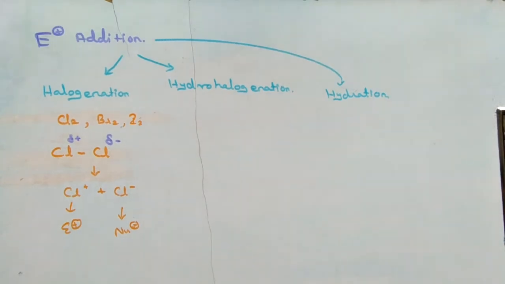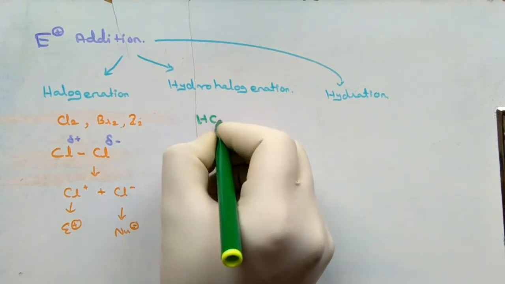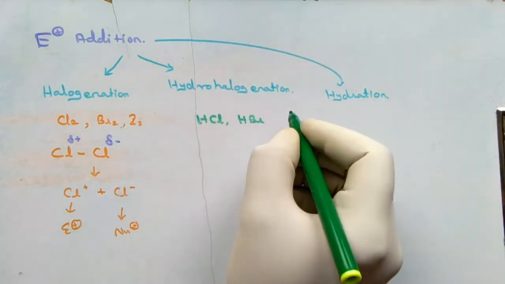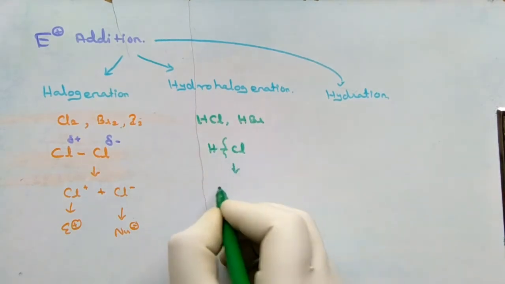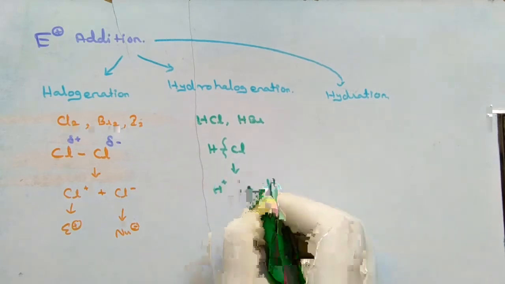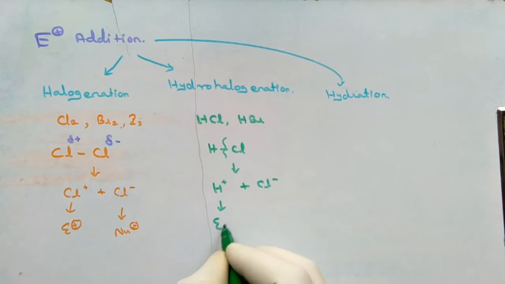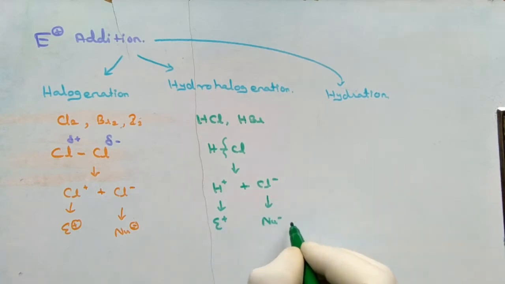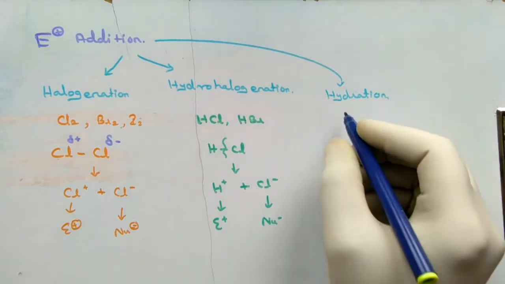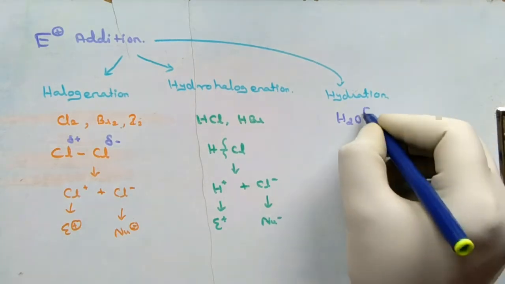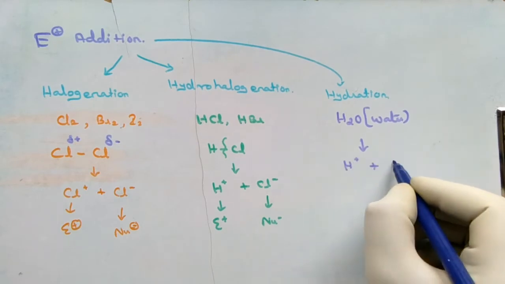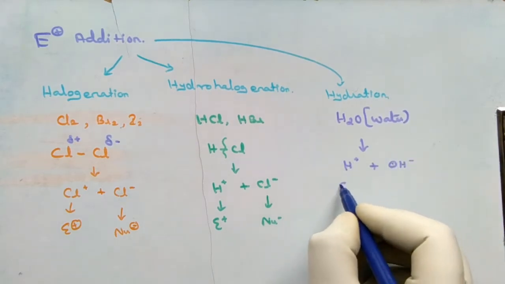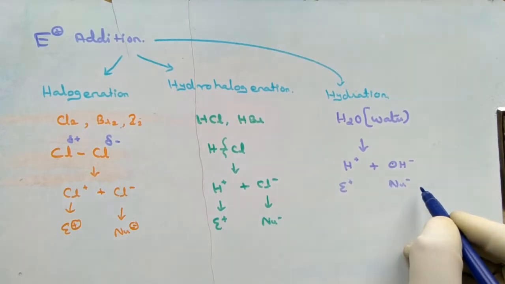Next, hydrohalogenation. In this type of addition, hydrogen and halogen will be added, like HCl, HBr. So when HCl is dissociated, we will get H+ and Cl-. Here H+ is the electrophile and Cl- is the nucleophile. The last method is hydration. In hydration, water will be added, which means H+ and OH- will be added. Here H+ is the electrophile and OH- is the nucleophile.